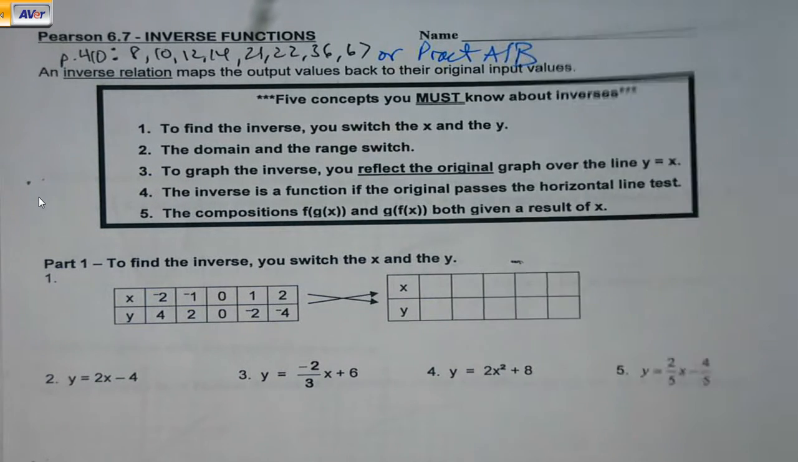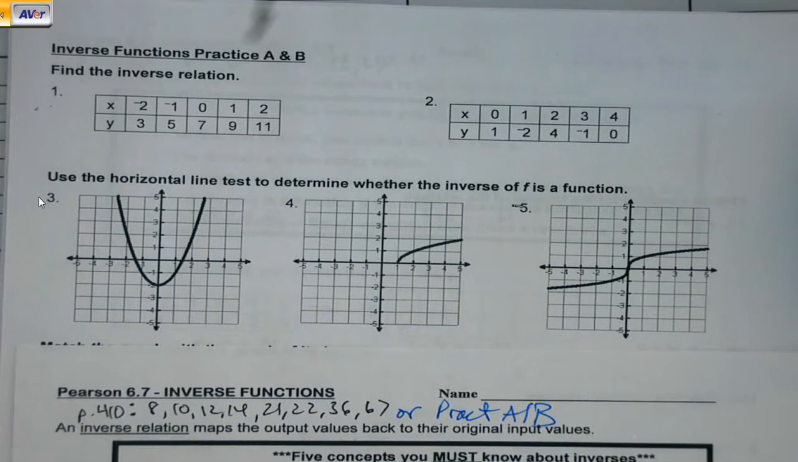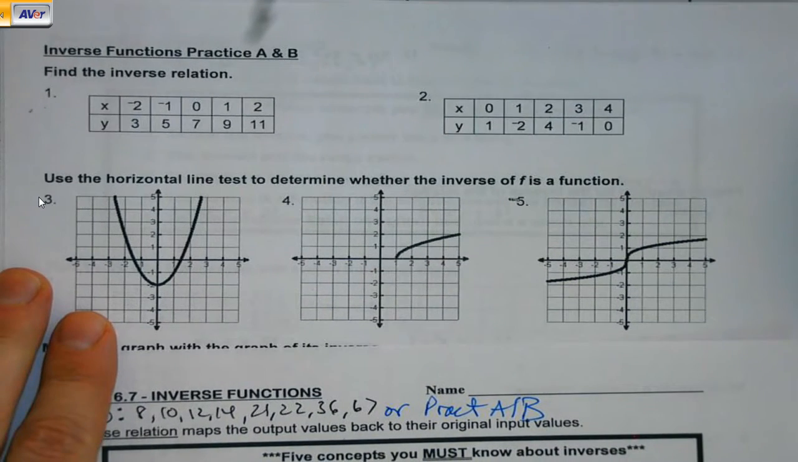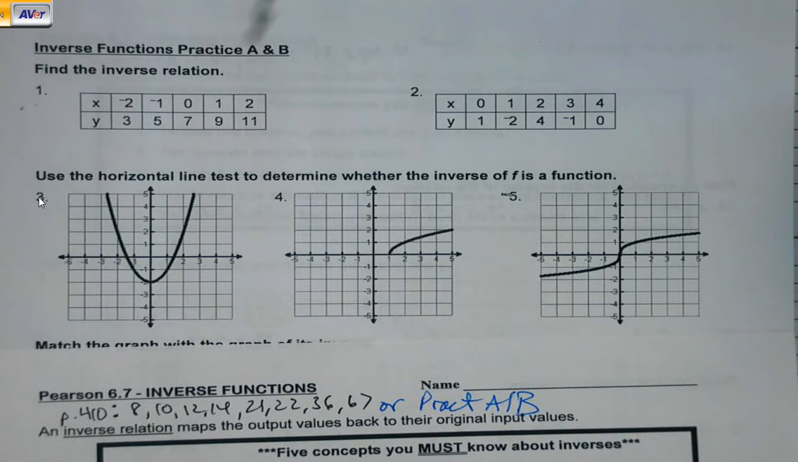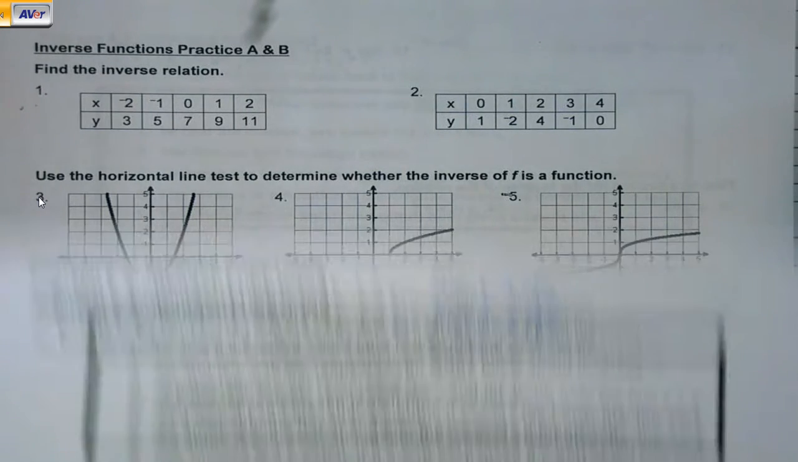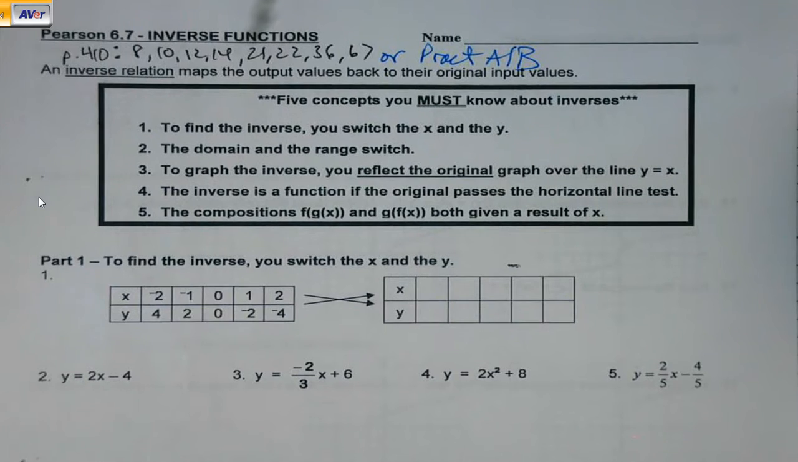Or your other option will be the inverse functions practice. There's more to it, but there's also some different types of questions. So there's benefits to both. You can do one or the other though, and I'll have keys for both.